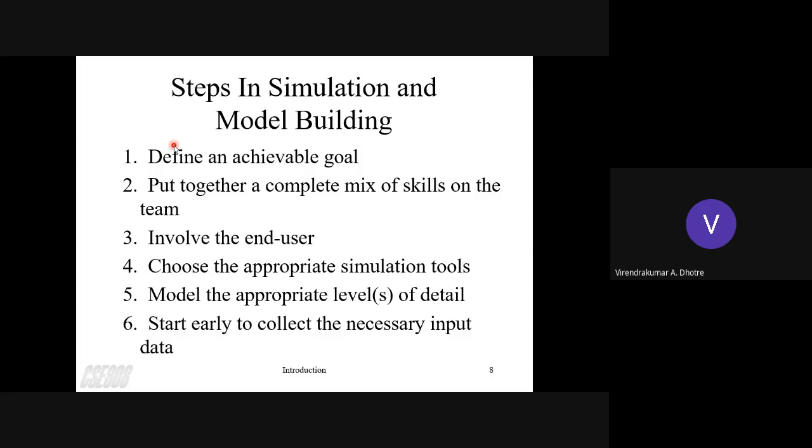So that is the fifth step. Next, you go on for the sixth step. That is, start early to collect the necessary input data. Now, when we say analysis, study, then we require huge, detailed information so that we can come to a conclusion. If we take a decision on small information, there are chances that the system may fail. So we need to start early, and collect the required detailed information at the earliest. So that is the sixth step.